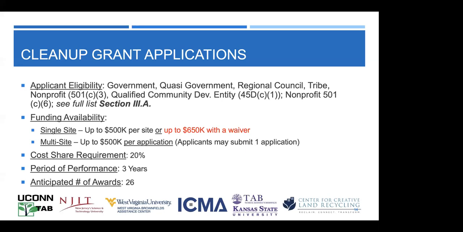Okay, there is a cost share requirement. It's 20%. However, the cost share can be in the form of money, labor, materials. So don't let that dissuade you from going after a cleanup grant either. Period of performance is 3 years, and anticipated number of awards is 26. However, if you divide 26 into that 13 million, you do get 500,000. So if somebody's asking for less, then there may be more awards. And if somebody is asking for 650 and they did a great application, then there might be fewer awards. Okay, or less money. Next slide.